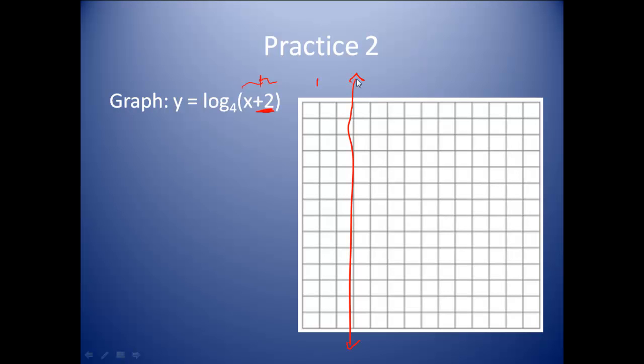So I'm going to start by putting my dotted line here where x is equal to -2. And I know that I cannot have anything less than -2. So my domain for this one, if I needed to state my domain, would be x has to be greater than -2.